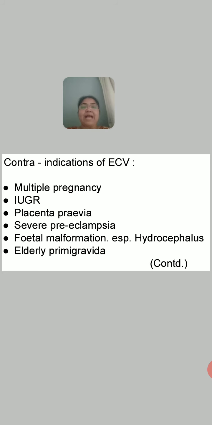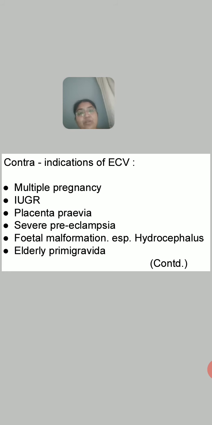Second condition is IUGR, when there is intrauterine growth retardation. The IUGR babies are smaller in size. They are small for dates. Very delicate, not properly grown. So they may not resist the pressure of the version.